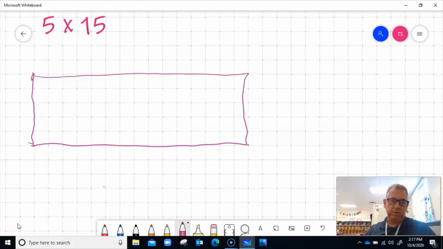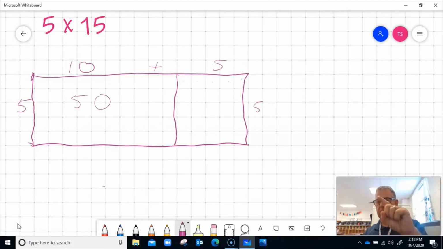So I can break it down into 10 plus 5. So we'll make this 1, 2, 3, 4, 5. So this is going to be basically a square that's 5 by 5, and this rectangle over here is going to be 5 by 10. If I'm trying to figure out the area of something, I'm multiplying those numbers together, and 5 times 10, I know 5 times 10 is 50. And then 5 times 5 is 5, 10, 15, 20, 25. 5 times 5 is 25.